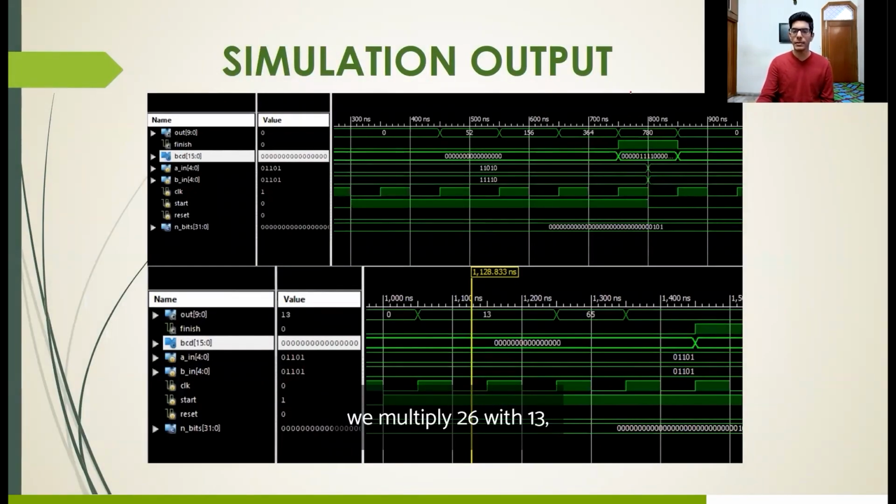So first of all, we multiply 26 with 13, right? As soon as the finish signal gets high, here the finish signal gets high, we get the answer as 780, right?